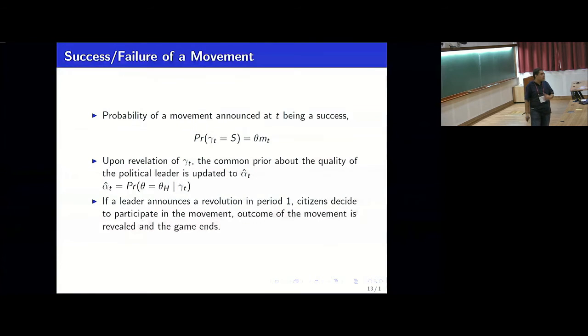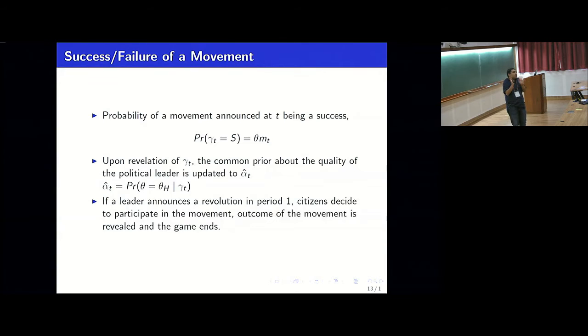So that's what this probability would mean. Now, upon the revelation of the success or failure of the movement, the quality of the political leader is updated to alpha t hat. This is the reason that we sidelined the non-political leader, because then we would have to update for that as well. So we want to focus primarily on the political leader's process.